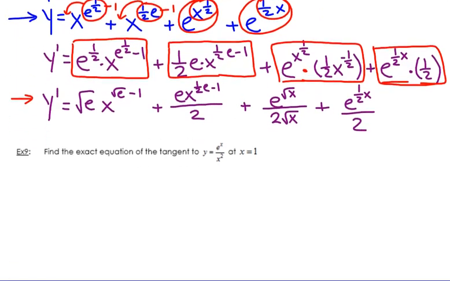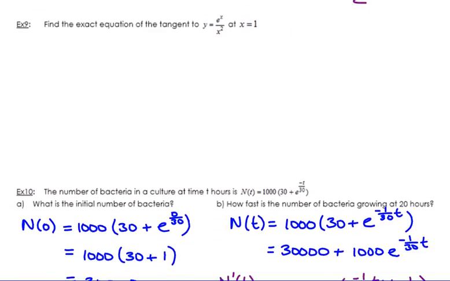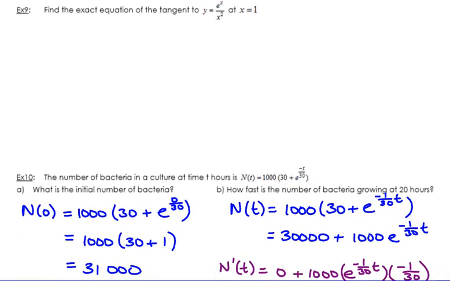So this question you've seen so many times before. Find the exact equation of the tangent to e to the power of x over x squared at x equals 1. So you guys already know the tangent, we need the slope. And so to find the slope, we got to take the derivative.